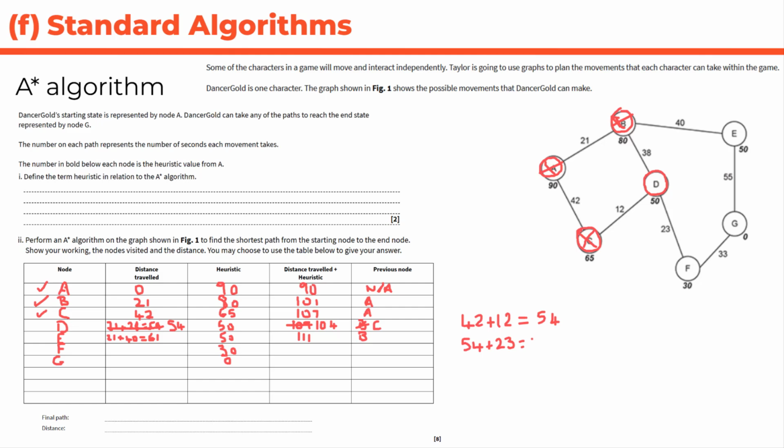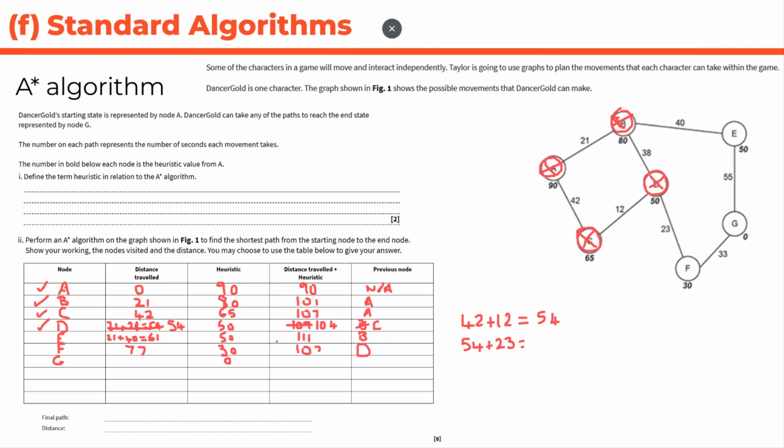And that gives us 50, 60, 70, 77. So getting to F is going to cost me 77 now. 77, plus the heuristic cost of 30, and that is 107. And I went there via D. So put D in the previous node column. There we are. Tick it off. You're done.